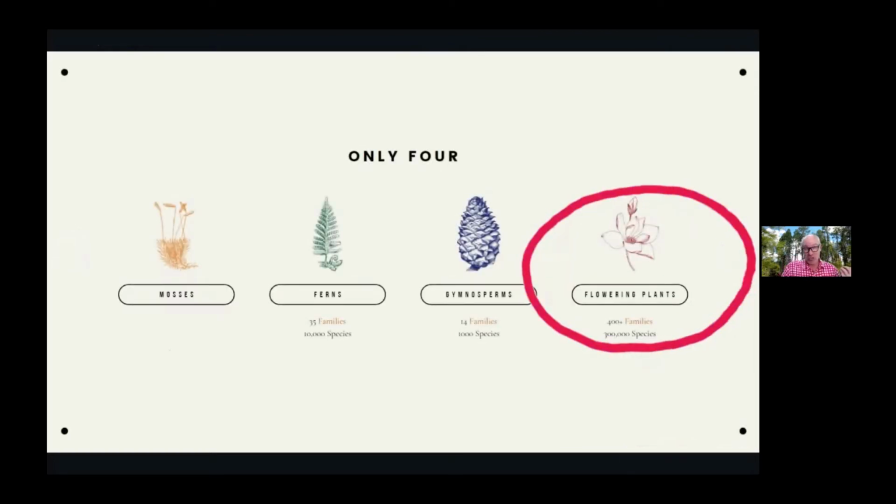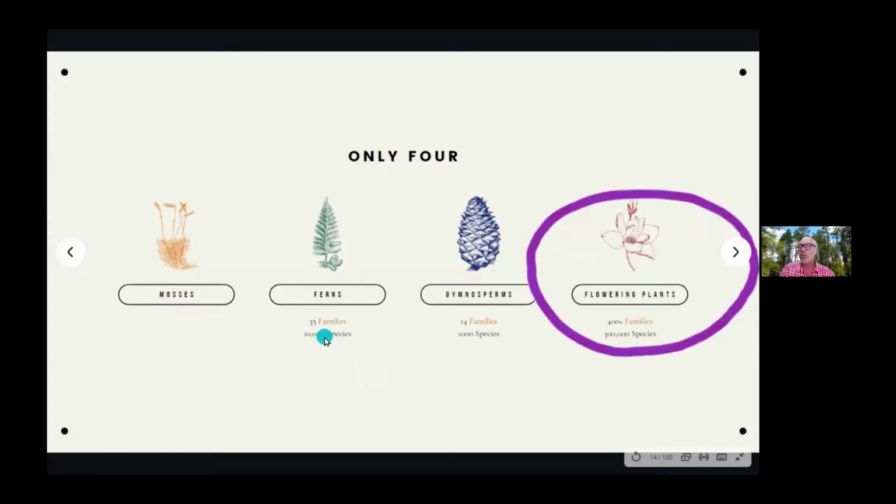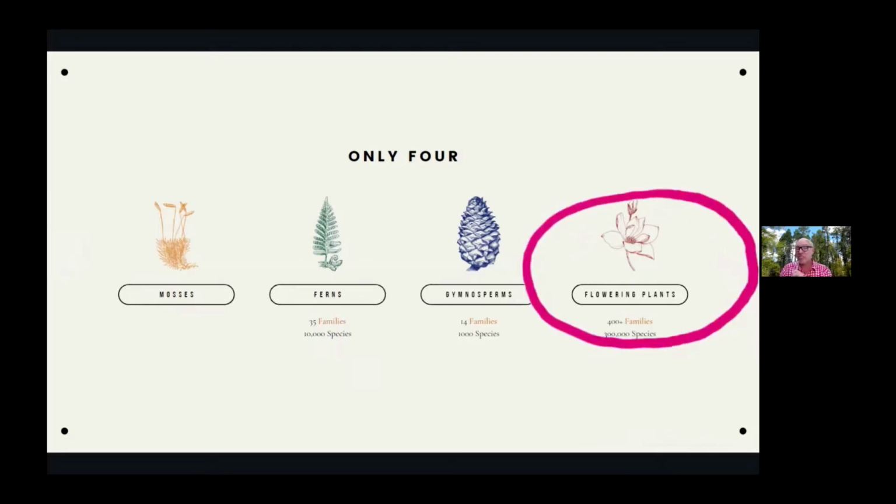What we're going to focus on today is the largest group, the flowering plants, because it's the most of what's out there. It's generally speaking what most people are interested in identifying. It takes arguably the most amount of work because it is the largest of the group. If you look closely at this slide, you can see there are only 35 families of ferns with about 10,000 species. And out of 400,000 plants, you can see that's just a little slice.